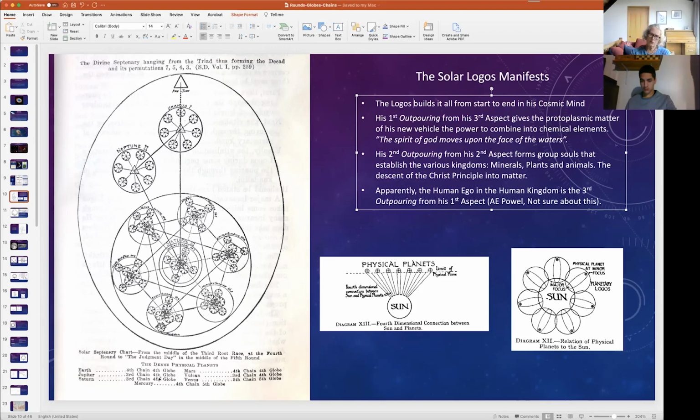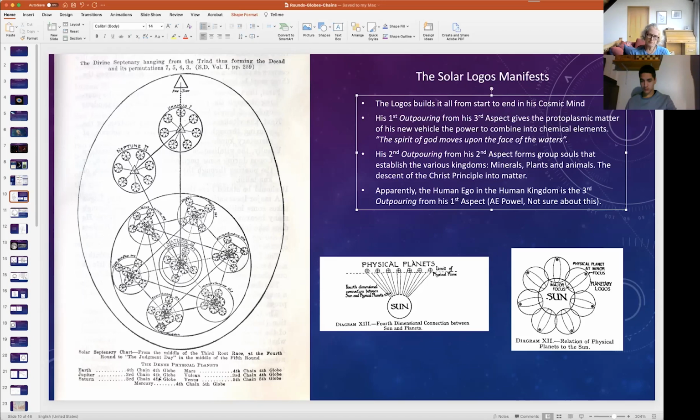Or something like Venus and Mercury, which are more evolved than the Earth, their life has now moved off the dense physical and is in the subtle realms. And so those things don't appear to us to have any life on the physical plane, although they do. They have very evolved life on the planet. It's just on the subtler globes.